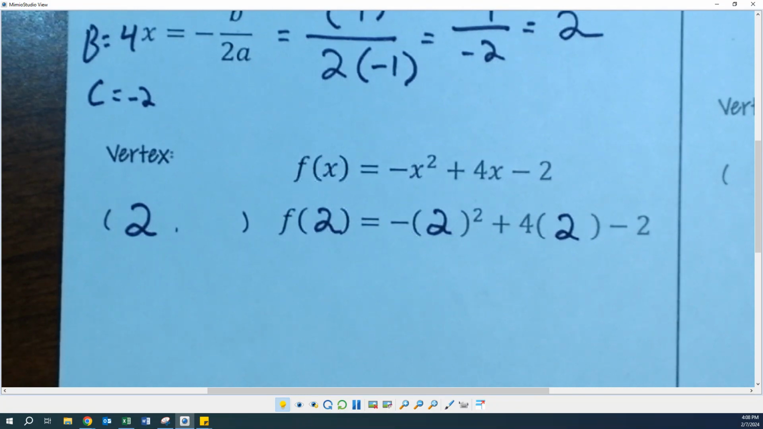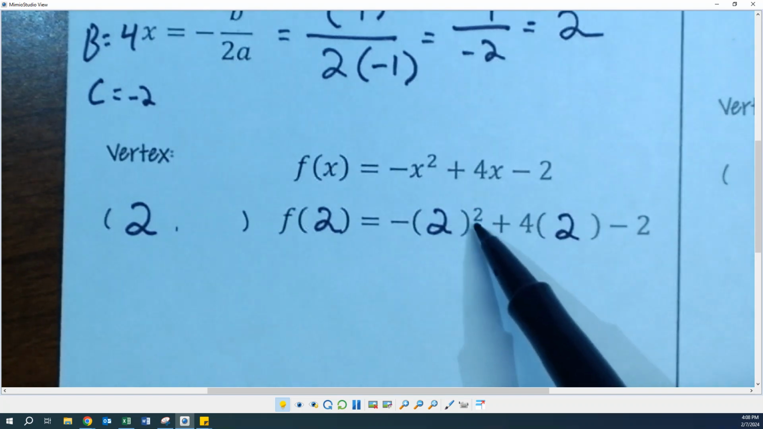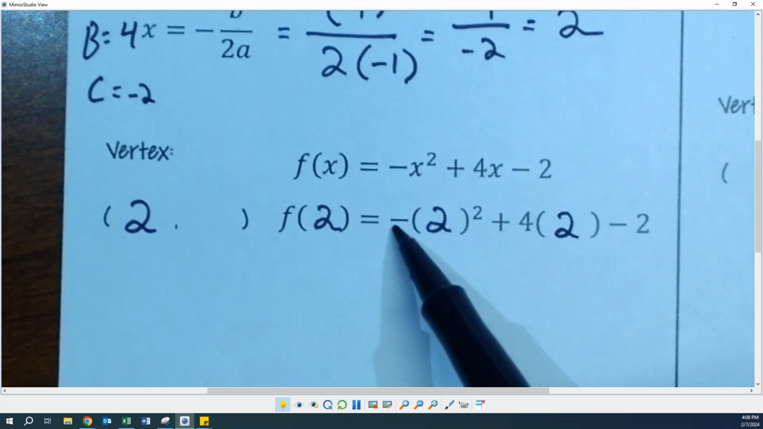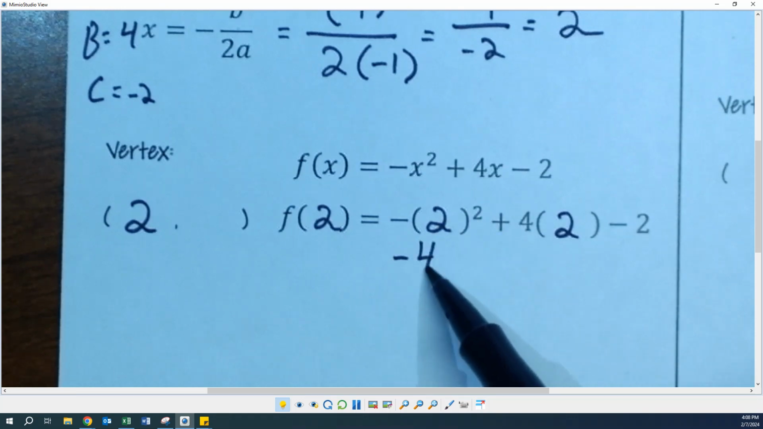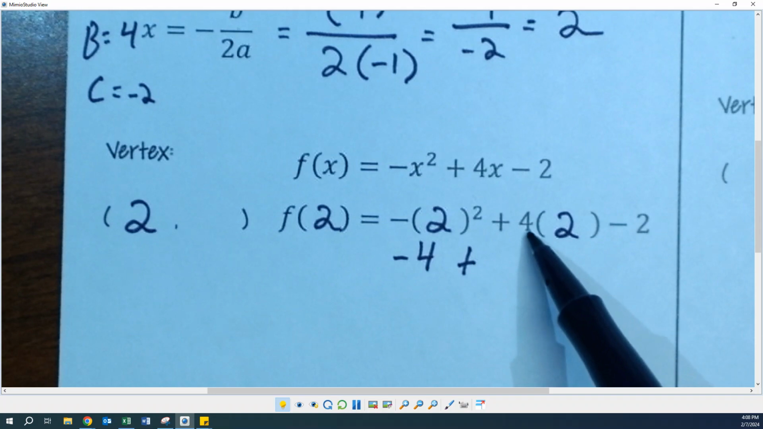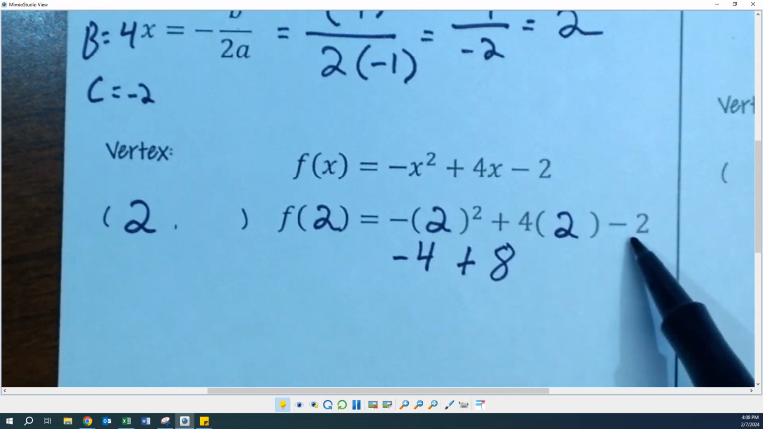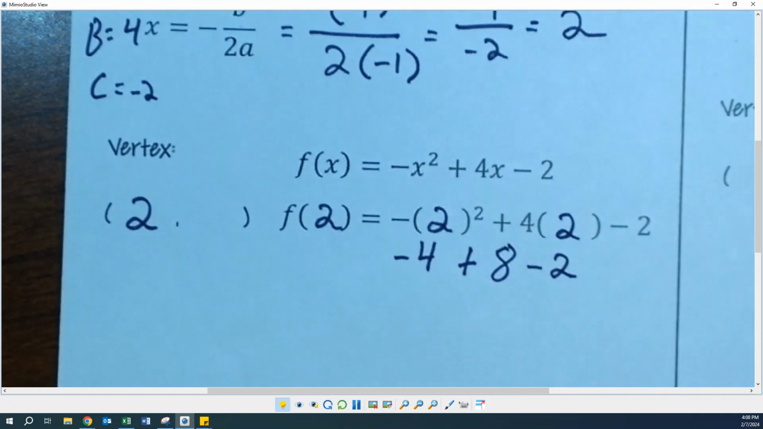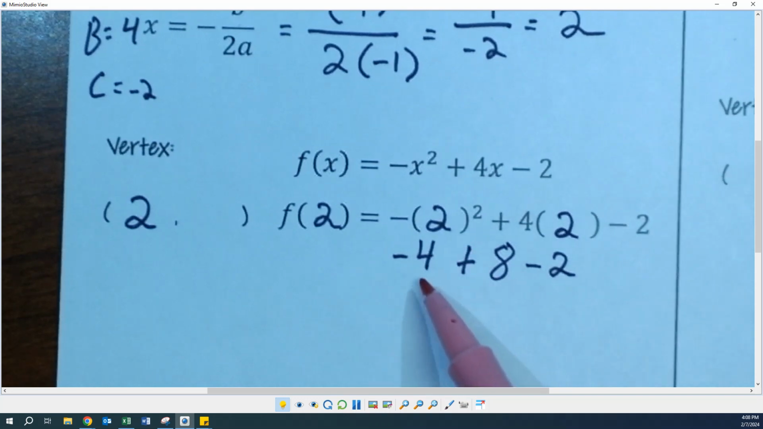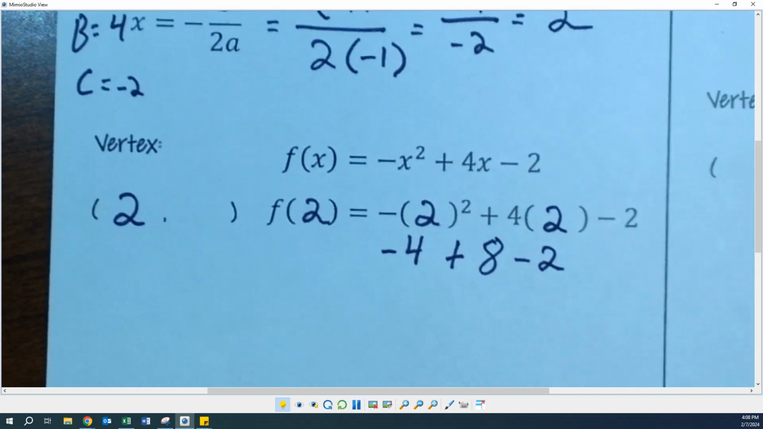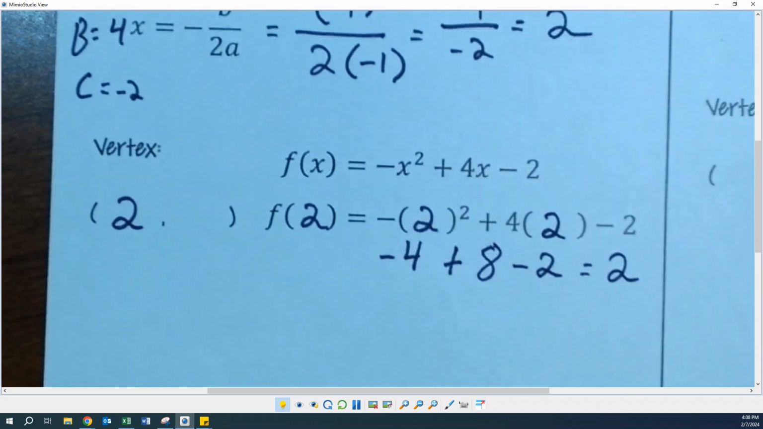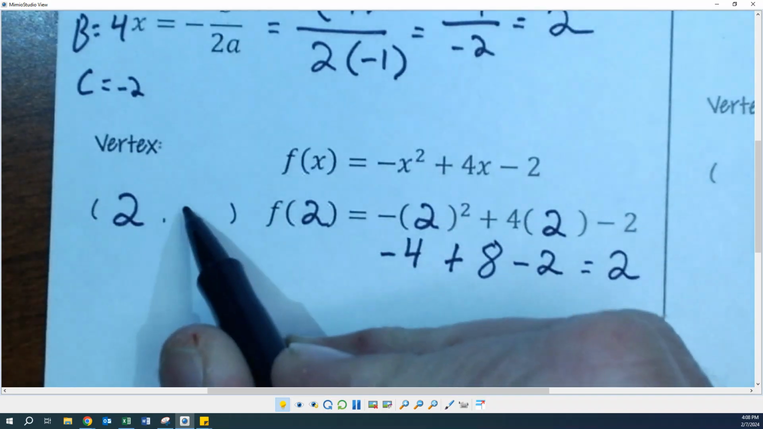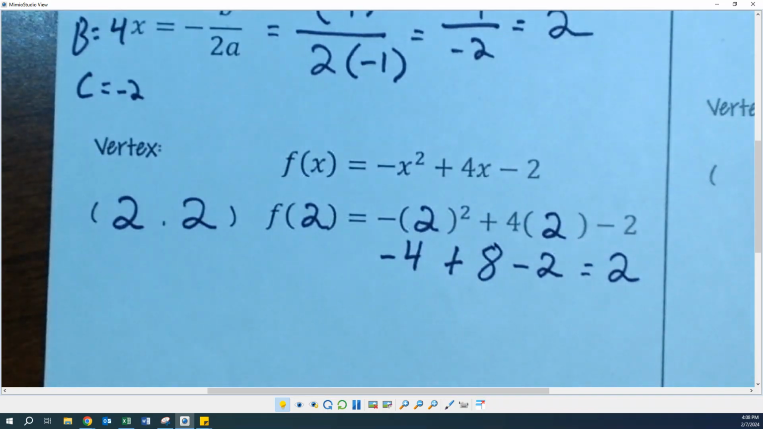Now let's go ahead and do the arithmetic. We do exponents before we do multiplication. So 2 squared is 4, so this becomes negative 4. Plus 2 times 4 is 8. And then at the end, minus 2. If I start at negative 4, I add 8, I subtract 2, I will end at 2. So my vertex is the point (2, 2).